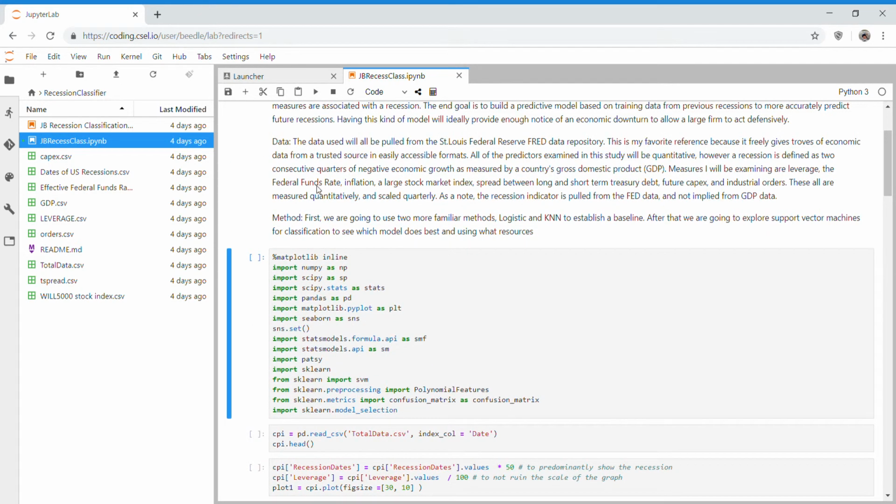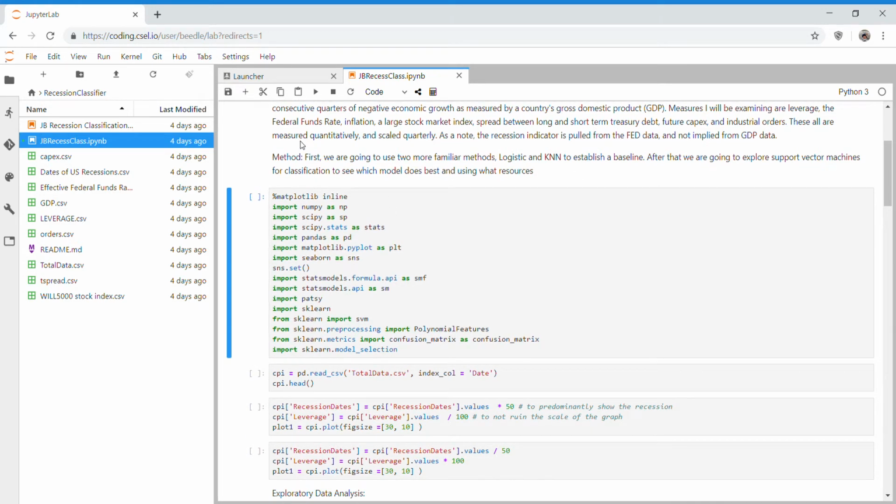I use leverage, the federal funds rate, inflation, stock market index, and a spread between debt sales. A lot of quantitative economic indicators. Everything was scaled quarterly, so it's all on the same timeline, and that made it a lot easier to check out on the graph.